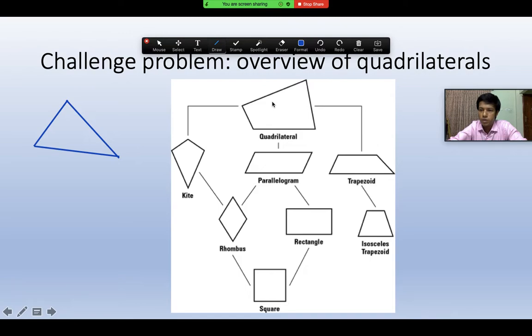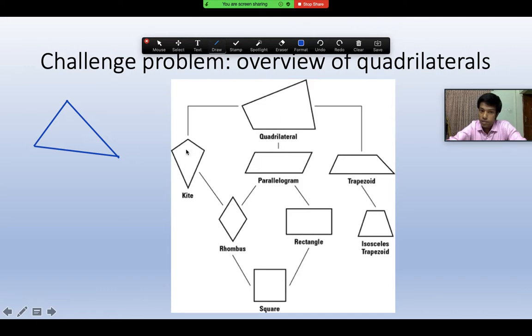Quad means 4. And in computer science, they call it a quad-core processor. That means a 4-core processor, kind of that. So quadrilateral means 4 sides. Lateral means side. Quadrilateral means a 4-sided figure. Now we have different types of things related to quadrilateral.